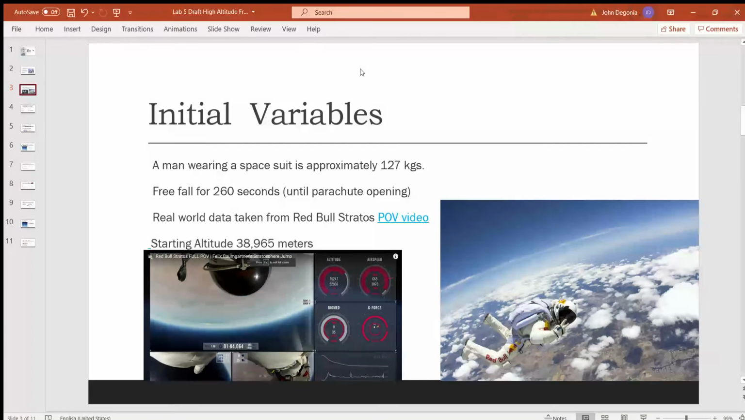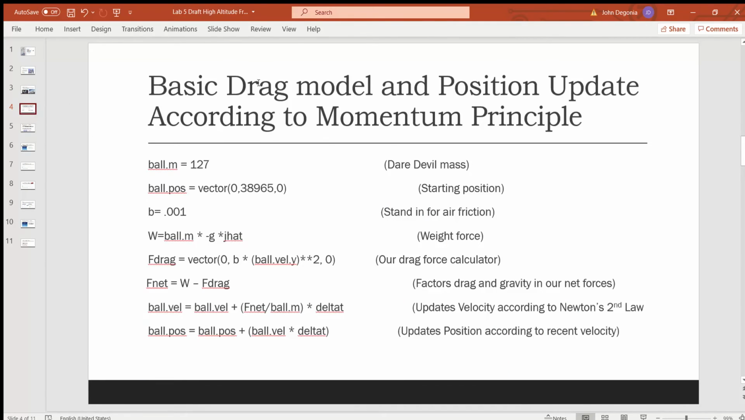So, some initial variables. In this example, this is the Red Bull Stratos supersonic skydive. A few variables we can assume: a man wearing a spacesuit is approximately 127 kilograms. This free fall took 260 seconds, from the time he steps out and begins free fall until his parachute opens. The real world data here was taken from the Red Bull Stratos POV video, and our starting altitude is 38,965 meters.